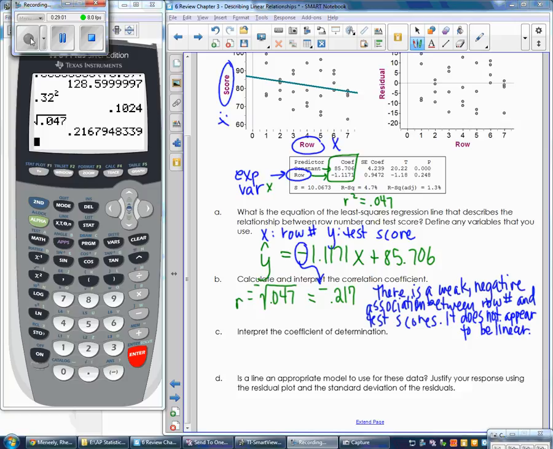If you're just interpreting the correlation coefficient, you don't necessarily have to add that last statement. That's more from the scatter plot. The correlation coefficient, remember, is just the strength and the direction.